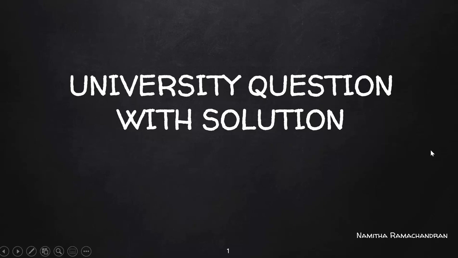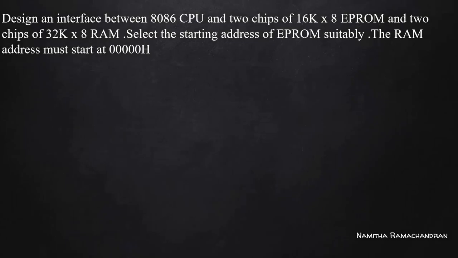Welcome back everyone. We can solve one of the university questions that was asked in the last university exam, and it relates to memory interfacing. The question is: design an interface between the 8086 CPU and two chips of 16K by 8 EPROM and two chips of 32K by 8 RAM. Select the starting address of EPROM suitably.